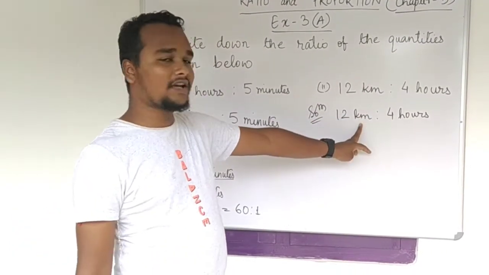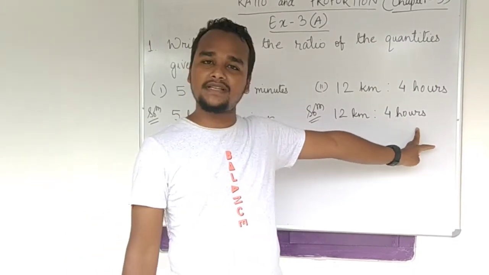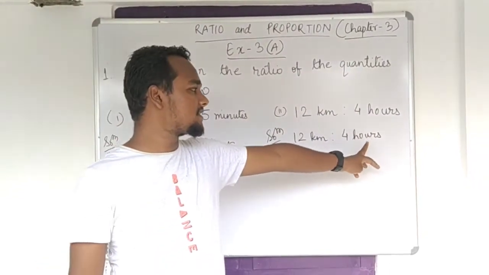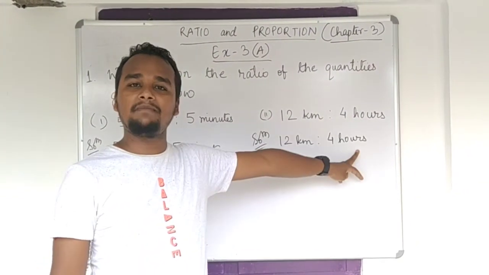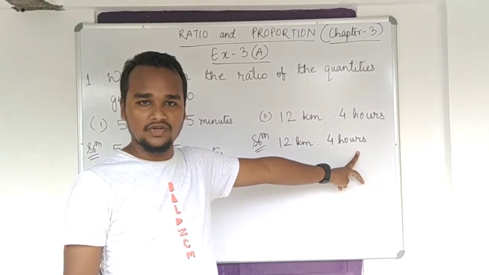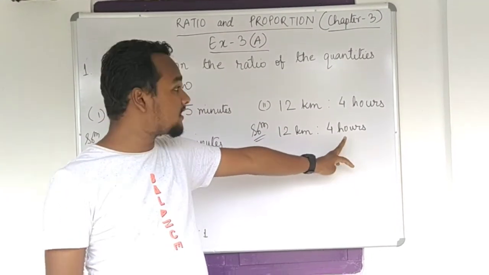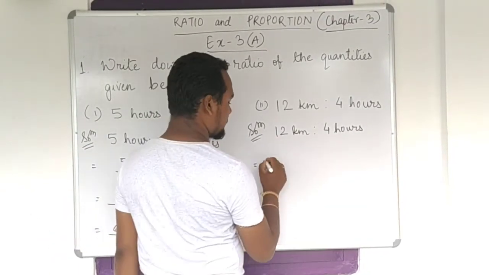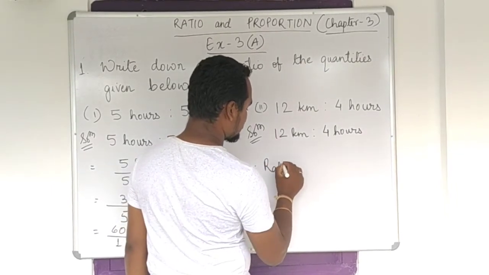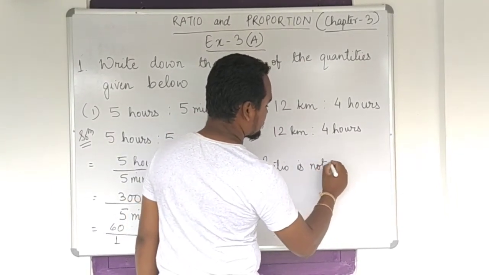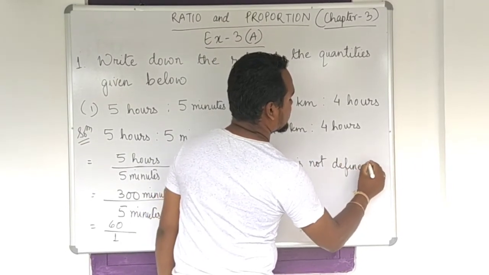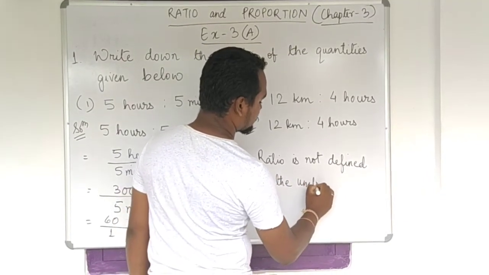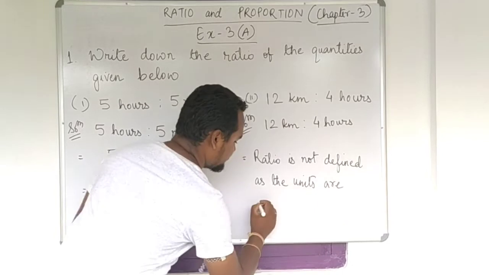But here the first unit is in kilometers and the second unit is in hours. So this is a unit of length and this is a unit of time. Length and time do not have the same unit. So ratio is not possible in this case. So what are you going to write in the answer? Since ratio is not possible, you write: ratio is not defined as the units are different.